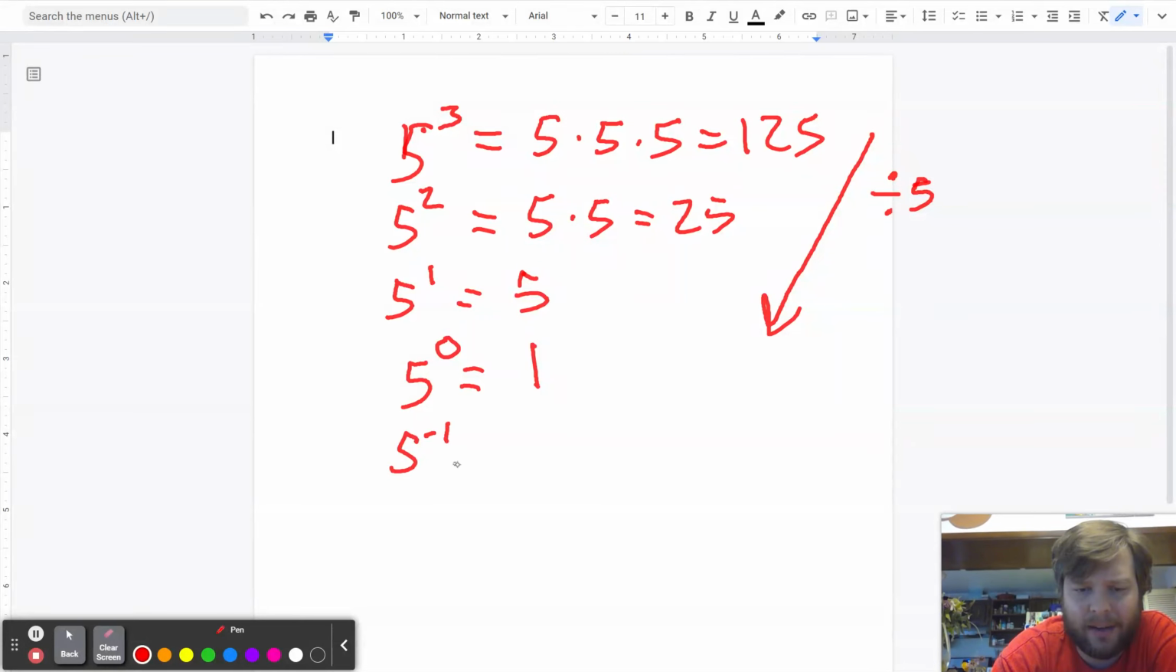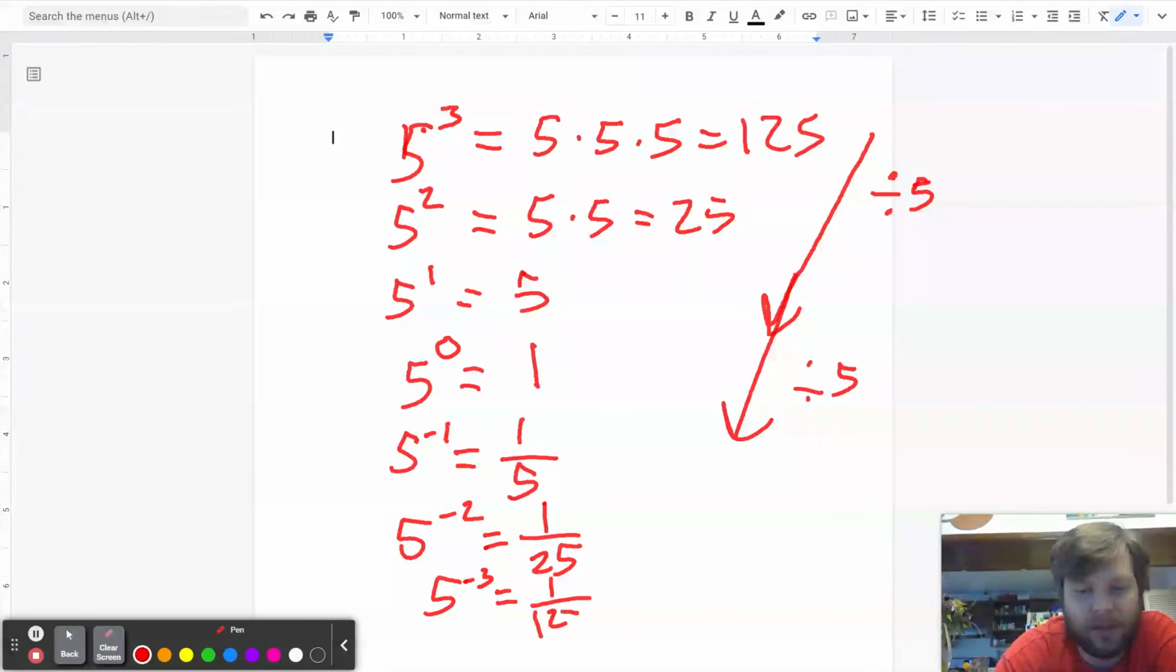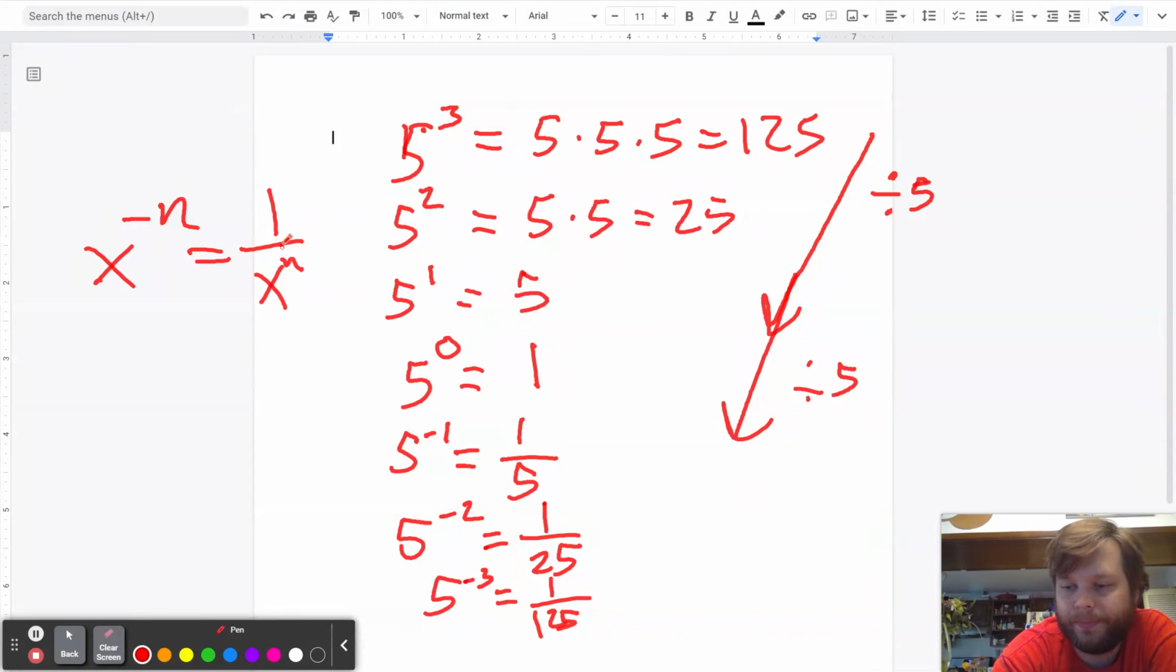Now, how can I write down negative 1 5's? Well, the pattern is as I go down the list, I divide by 5. So I take 1 and I divide it by 5. It's kind of nice. I'm writing down a 5 because I have a 1 in the power. It's not a positive 1, so it's not a multiply by 5. It's a divide by 5. That's why it's on the bottom of the fraction. 5 to the negative 2, 1 over 25, 5 to the negative 3, 1 over 125, etc. So in general, what I hope you notice is that if you have a negative power, it's the same as a positive power, just underneath a 1.